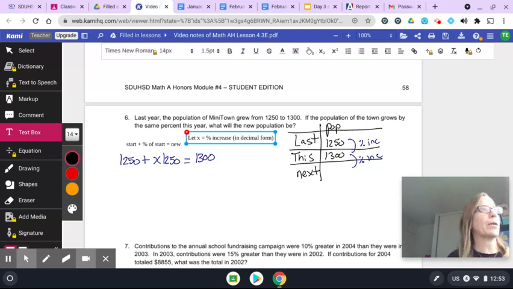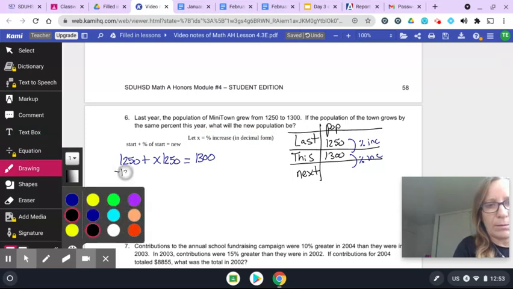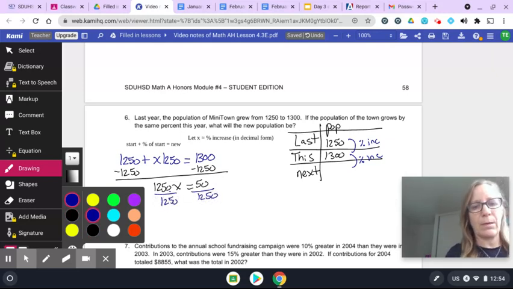Okay, I can solve that. So when I solve that, the increase, it increased by 50 people. So I have to figure out what percent of 1,250, and I don't like writing my coefficient after my variable, 1,250x is equal to 50. So then I need to divide both sides. When I divide, the zeros cancel out. 5 going into 125.